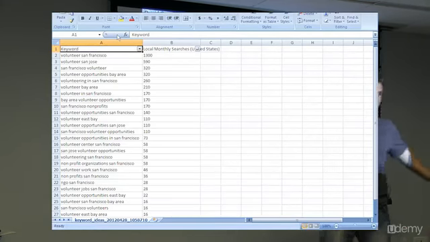So a volunteer agency came to us. They said, we're looking for people who are looking for volunteer opportunities in the Bay Area. And this is what we could give them, right? So volunteer San Francisco, volunteer San Jose. So this is sort of the starting point for how we would begin our on-page optimization.